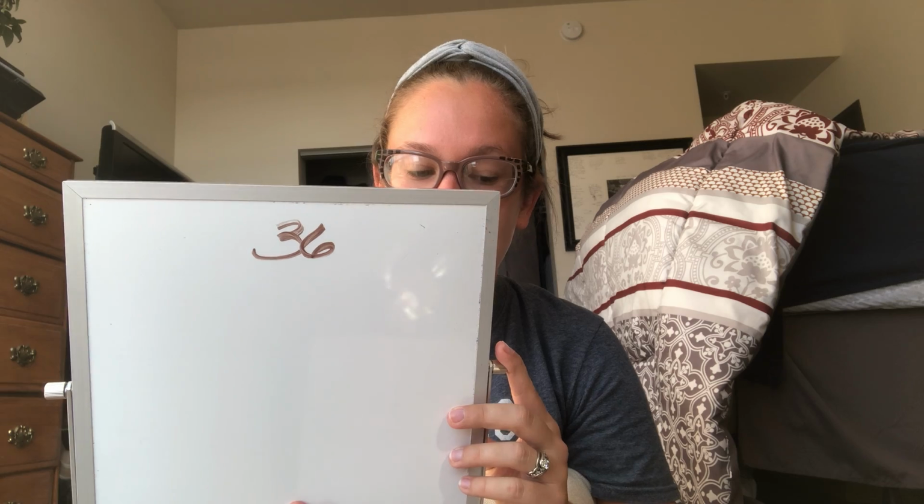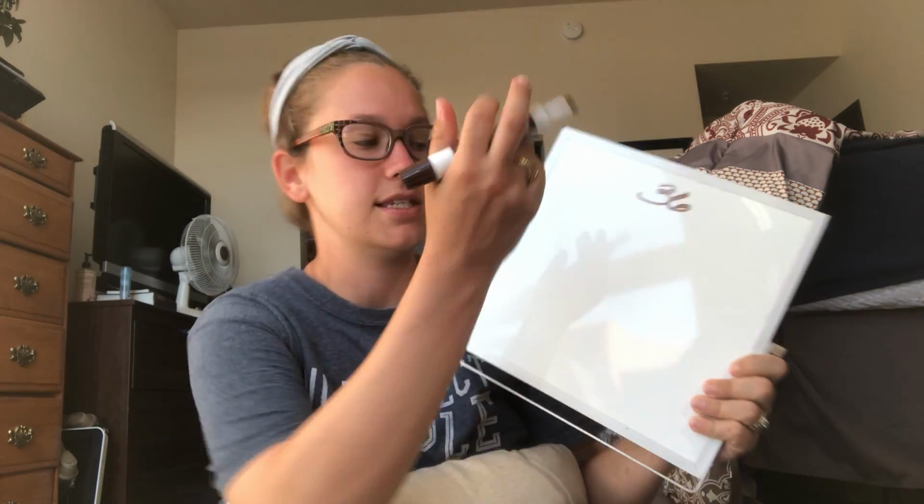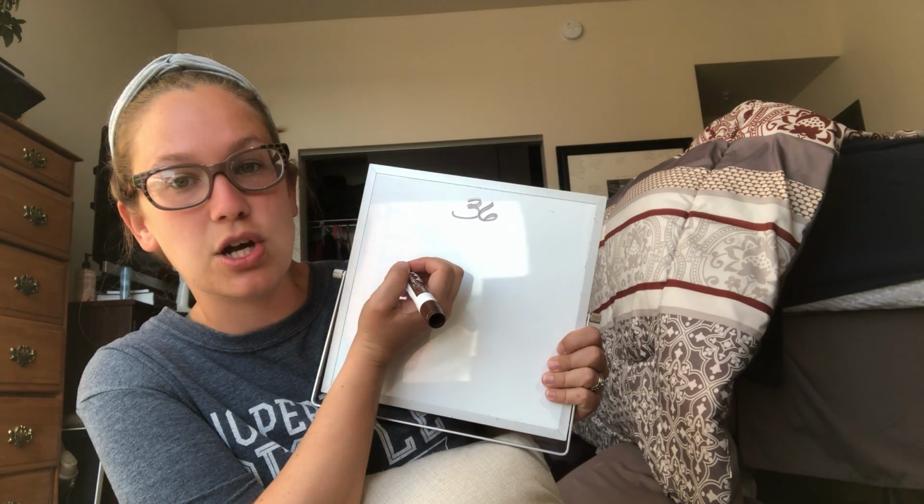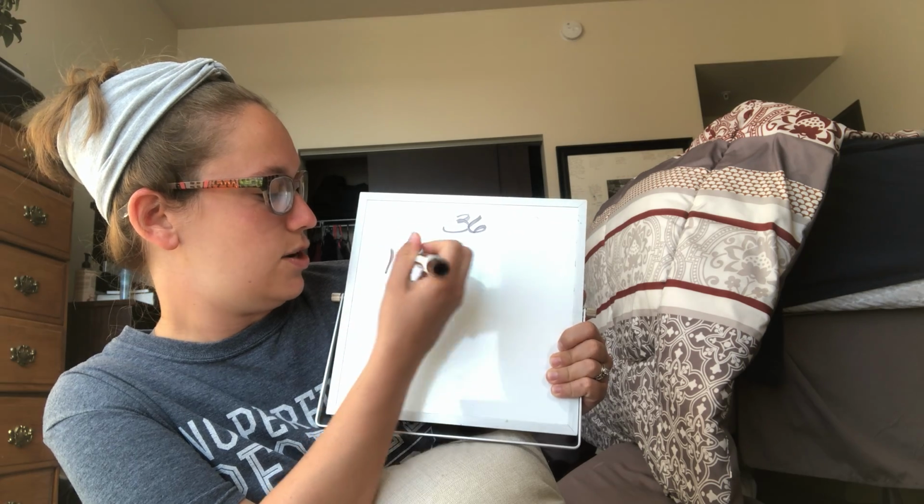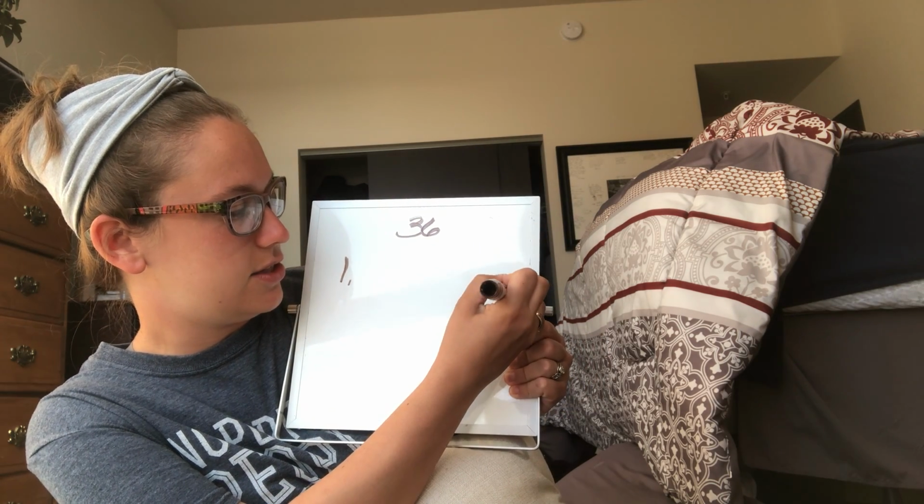Okay, now let's talk about factors. Remember, factors are numbers that are multiplied together to get another number. So let's look at 13b. This says, what are the factors of 36? So here, let's think about it. I'm going to start with 1. So I know 1 times 36 is 36.